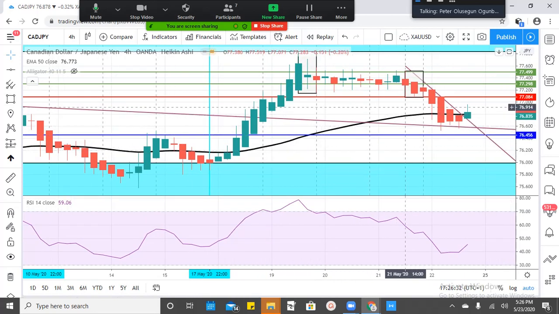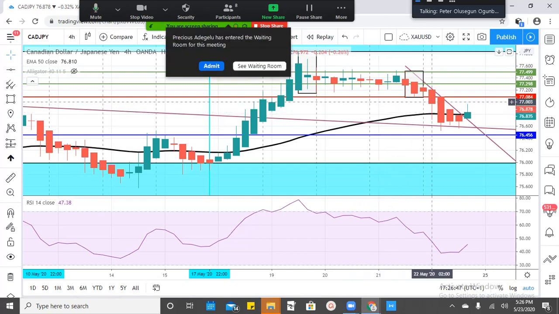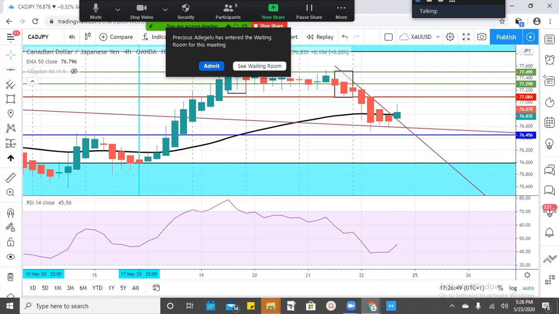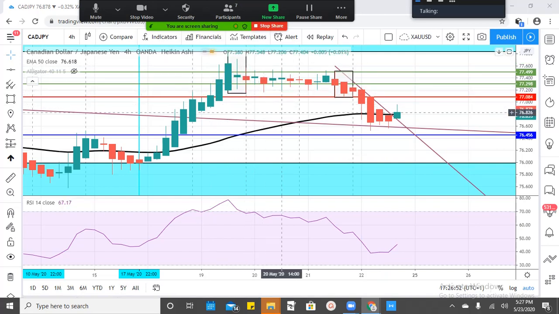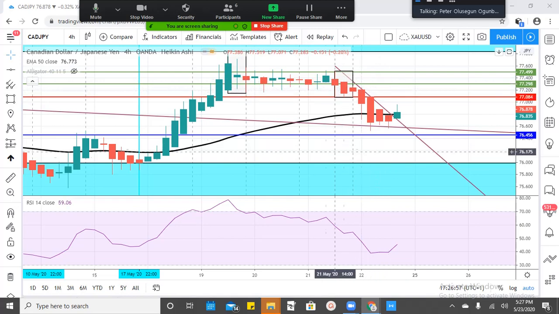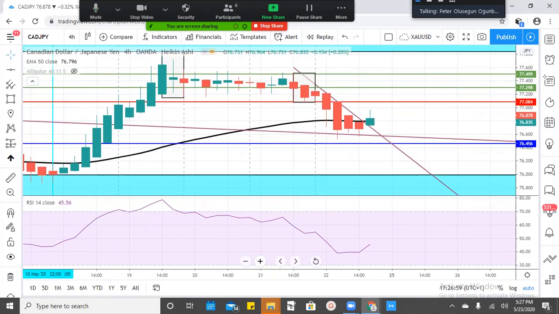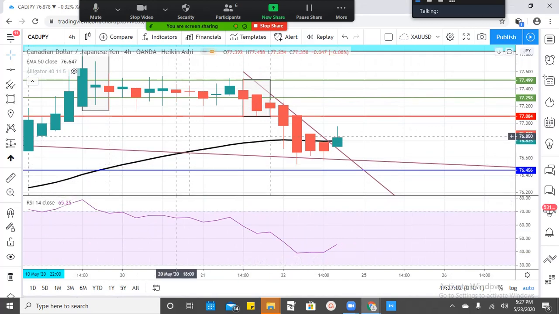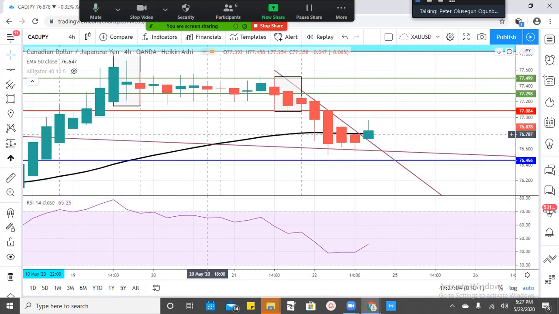It is not recommended that anybody enters here, except if you enter, you know how to get out, because nothing has been confirmed at this point. Now the next lower low is actually this one. So the next one is actually this. So we are going to take that 4-hour candle just alone.